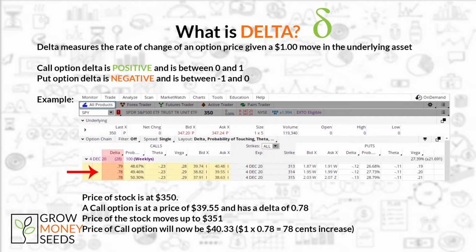For example, a stock may be trading at $350 and a call option may be priced at $39.55 with a delta of 0.78. A $1 move in the stock to $351 would change the option price to $40.33. This is calculated by taking the 0.78 delta and multiplying it by the $1 move in the stock, which equals 78 cents. This is then added to the original option price of the $39.55 to give you the $40.33. In other words, a trader would make more money as the option is now worth more. Conversely, if the stock price falls, the trader would lose money.